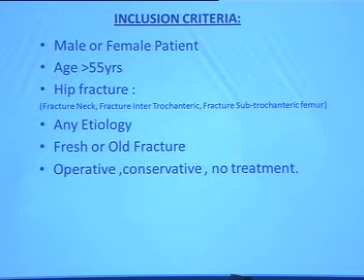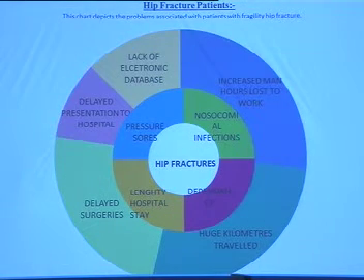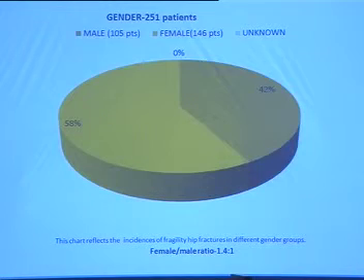Inclusion criteria: male and female patients, age more than 55 years, hip fractures, fracture neck, intertrochanteric or subtrochanteric fractures, any etiology, fresh or old fractures, operative, conservative, or no treatment. The problems with hip fracture patients, patient-related, are delayed presentation to the hospital, delayed surgeries, huge kilometers traveled, and man hours lost to work; and hospital-related, pressure sores, lengthy hospital stay, dependency, and nosocomial infections.